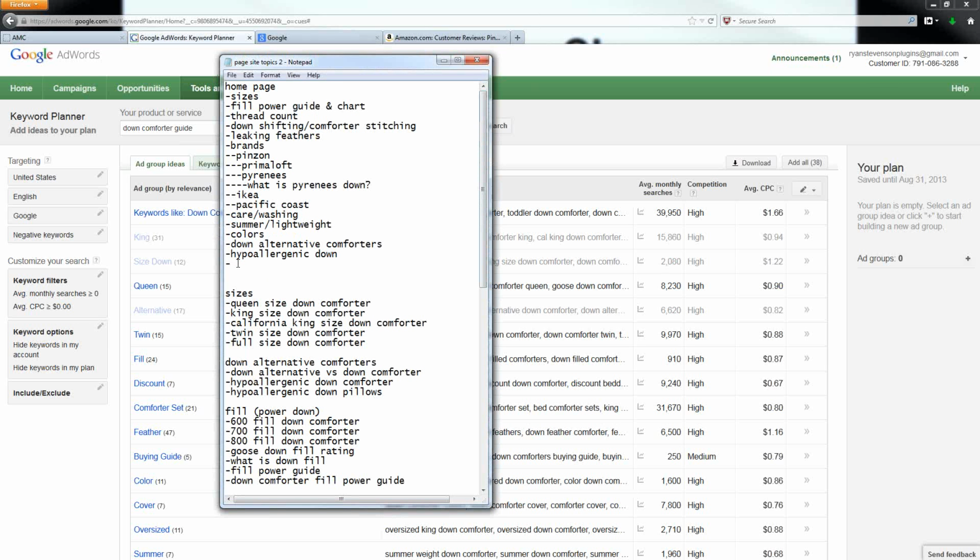The very last page topic here is just simply going to be an about page. I just want to make, in essence, a completely useless page on my site.